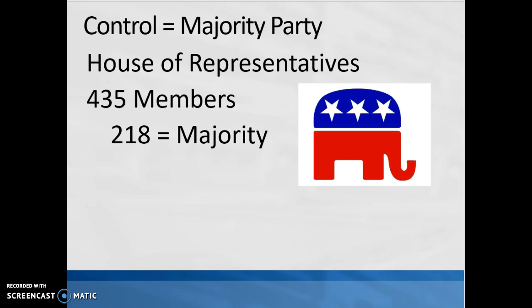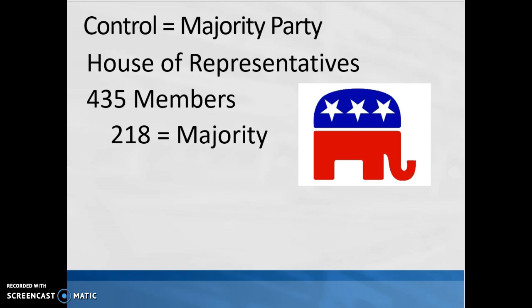And control, that concept of control, is really important to understand. It is everything to the members of that body in the House of Representatives. Almost everything is determined by which party has control. And so on Election Day, we're currently in the 115th Congress. This November, we will elect the new 116th Congress that'll be seated in January of 2019.